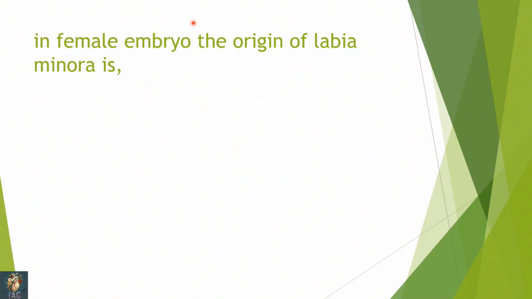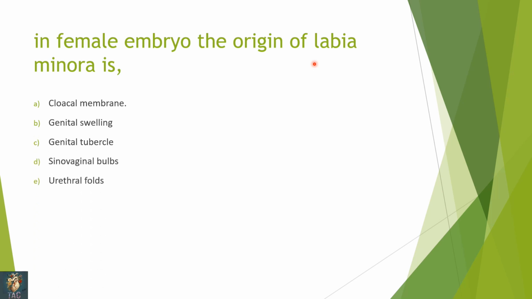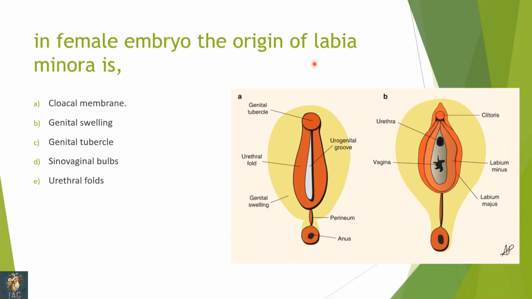Next is, in the female embryo, the origin of the labia minora is either the cloacal membrane, the genital swelling, the genital tubercle, the sinovaginal bulb, or the urethral folds. So in this diagram you can see over here in the females, this is the area where the urogenital groove is present. On each side of the urogenital groove the urethral folds are present, and on each side of the urethral folds genital swellings are present. So these urethral folds will differentiate into the labia minora, while the genital swellings will differentiate into the labia majora.